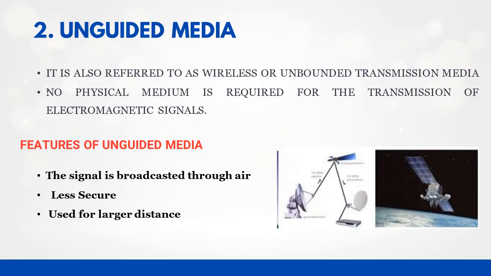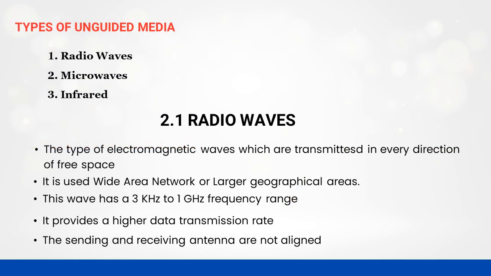Features of unguided media: the signal is broadcasted through air. Data travels as radio waves, microwaves, or infrared signals instead of wires. Less secure. Since signals travel openly in the air, they can be intercepted by unauthorized users. Types of unguided media: radio waves, microwaves, infrared. First, let's discuss radio waves.